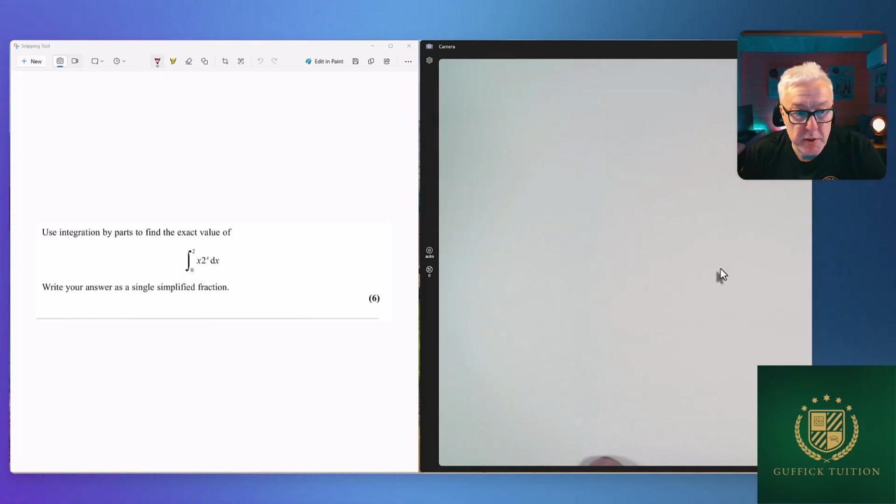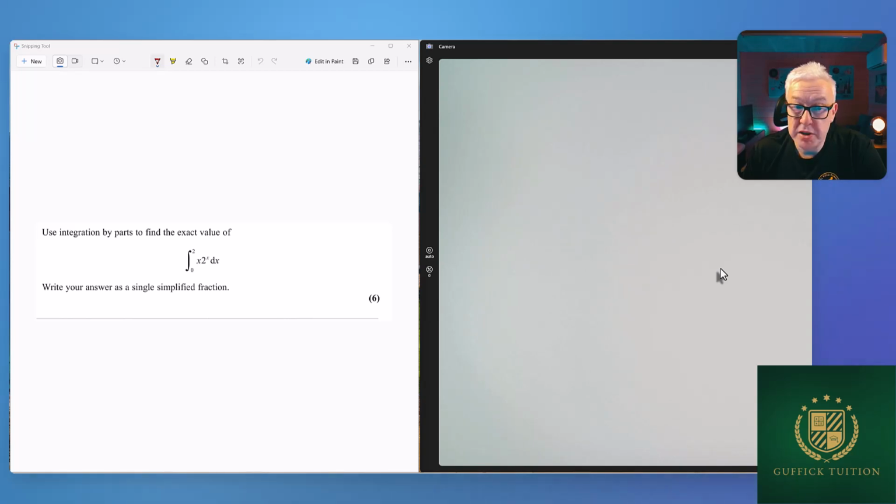Hello everyone, and in this question we have got an interesting integration by parts question. And I've picked this question because in it we have to integrate 2 to the x. A lot of the textbooks talk about how to differentiate 2 to the x, but don't actually talk about how to integrate 2 to the x.